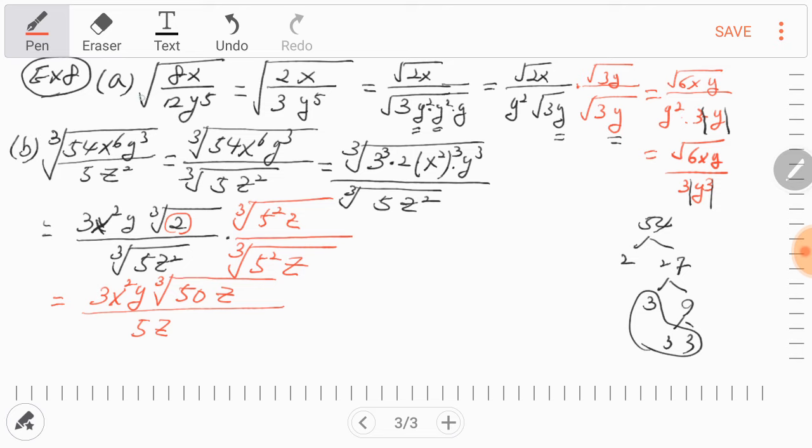We can rewrite one more time then. Okay, then this is cube root of what? 5 cubed, z cubed. So 3x squared y cube root of 50z over 5z.